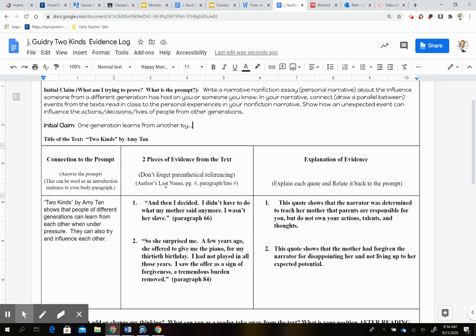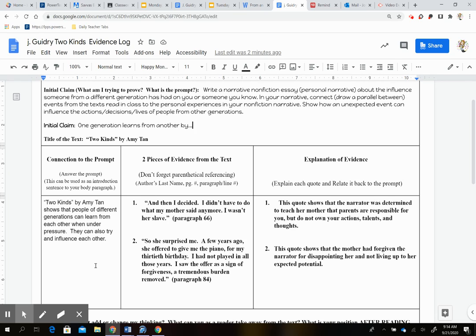So here we go. This is what we have. Our connection to the prompt is your answer to your prompt. It says it can be used in an introduction paragraph. In this instance, it's not going to be used as an introductory paragraph because we are doing this for a nonfiction narrative. So I put Two Kinds by Amy Tan shows that people of different generations can learn from each other when under pressure. They can also try and influence each other. Notice I have my title in here and I also have my author. So I always want to make sure that I put my title and author in that first sentence.